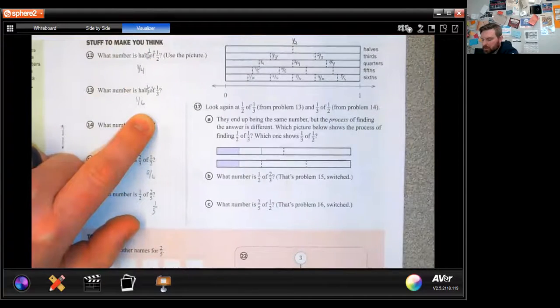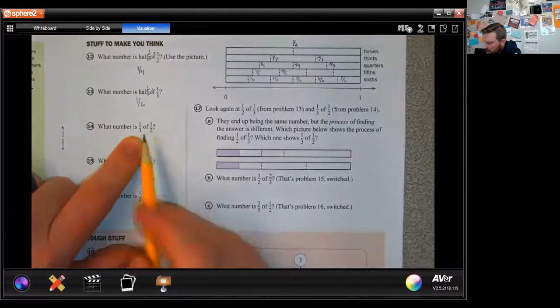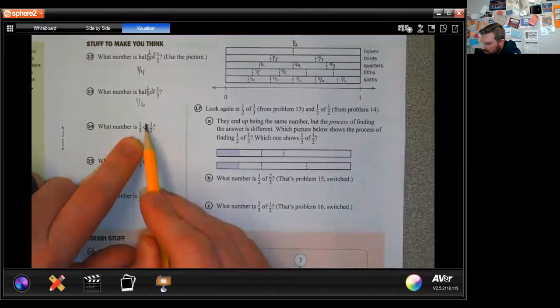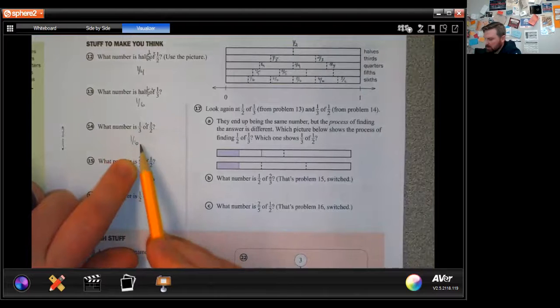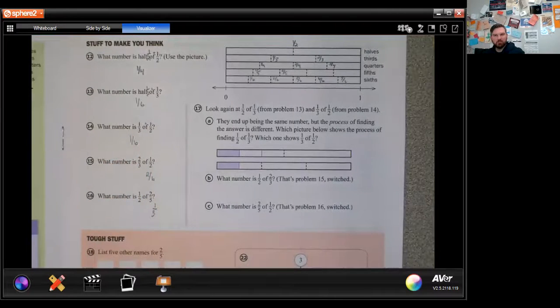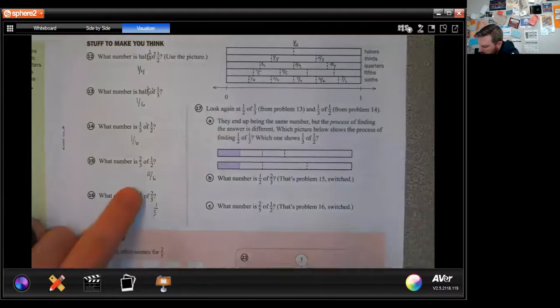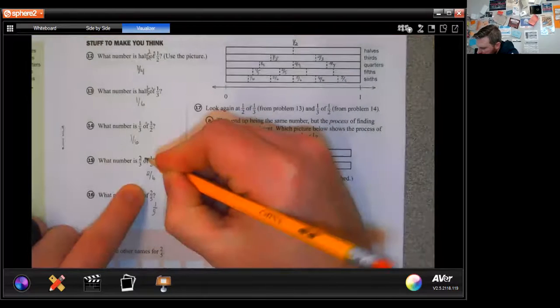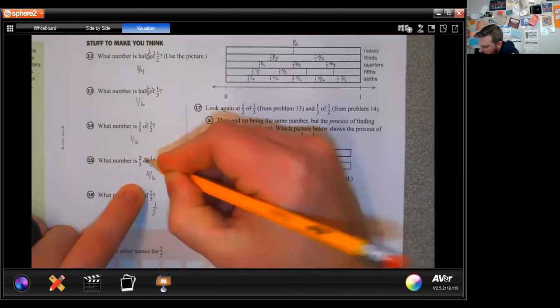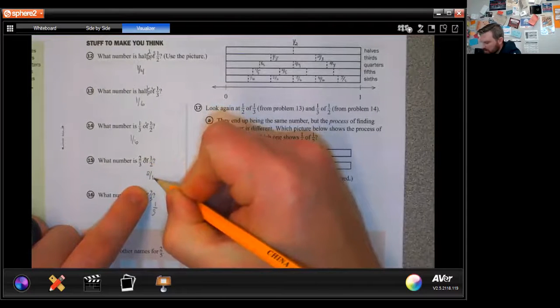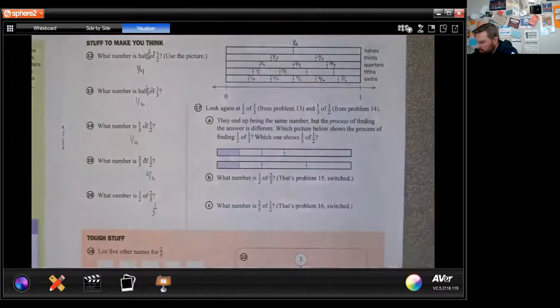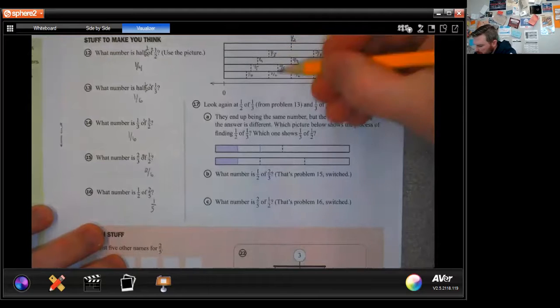This only works with multiplication. 1/3 of 1/2. Okay, so 1 times 1 is 1, and 3 times 2 is 6. What's on the top stays on the top. What's on the bottom stays on the bottom. 2/3 of 1/2. So 2 times 1 is 2, and 3 times 2 is 6. Now, 2/6 reduces right here to 1/3.